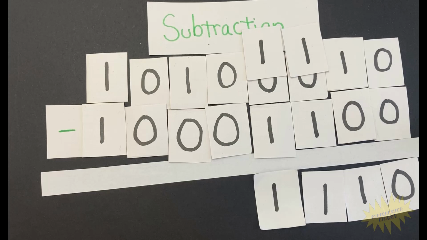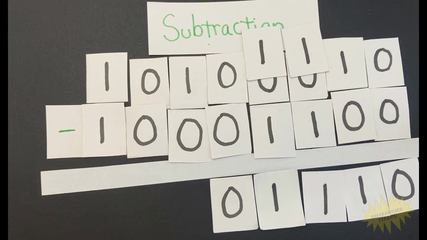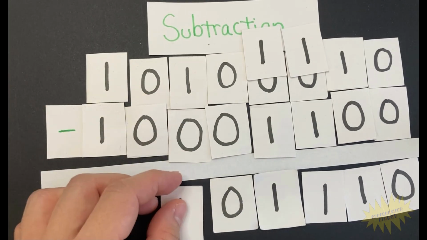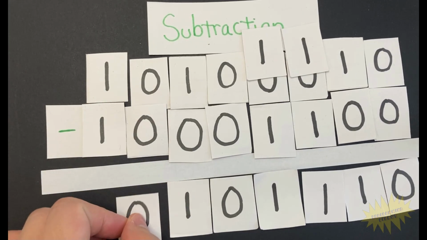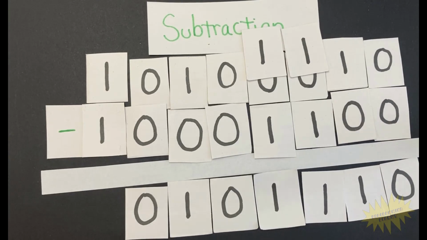Then we do 0 minus 0, which is 0, and 1 minus 0, which is 1, 0 minus 0, which is 0, and 1 minus 1, which is 0. And this is your answer.